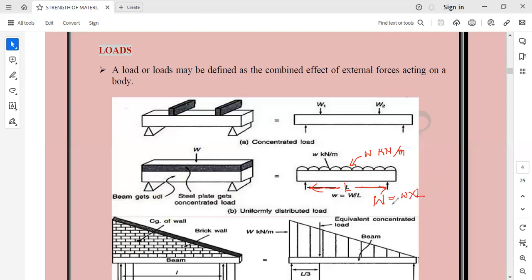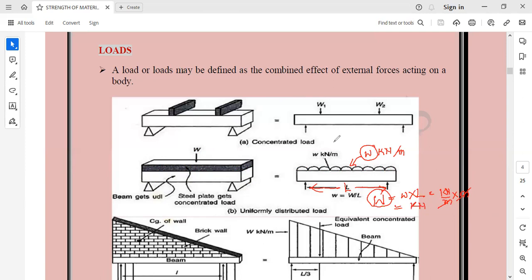So total weight will be in kilonewton or Newton, where small w is in kilonewton per meter and length is in meter. So you should not confuse between small w and capital W. Small w is the weight per unit length, whereas the capital W is the total weight of the steel plate.